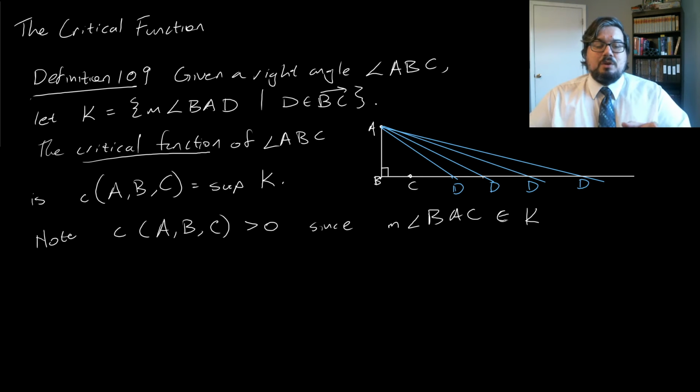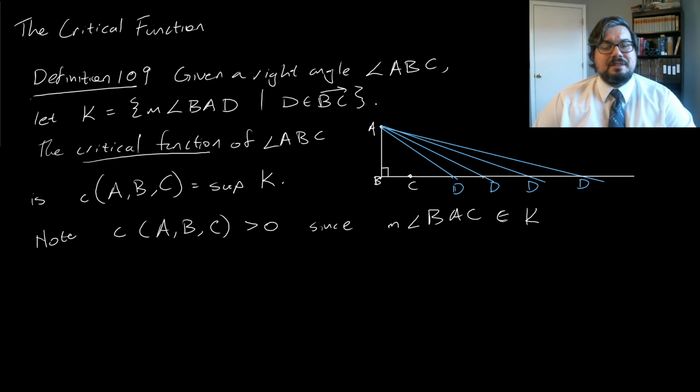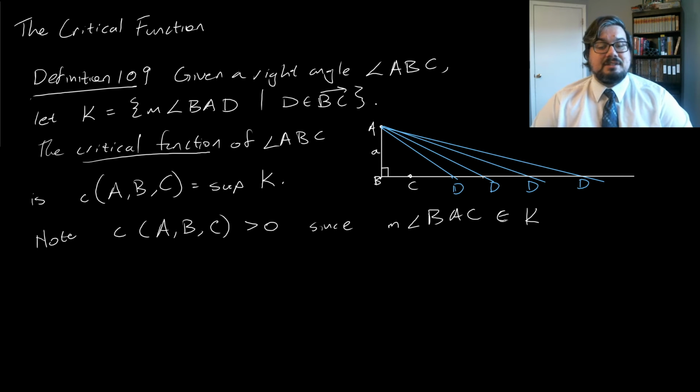Now, it turns out we don't have to work with every right angle separately. First of all, you note that the critical function of the angle ABC certainly doesn't depend on the point C. We could change this point C for any other point on the ray, and it wouldn't change the ray BC at all. But it turns out that the position of the angle doesn't matter either. The only thing that matters is the distance from A to B.